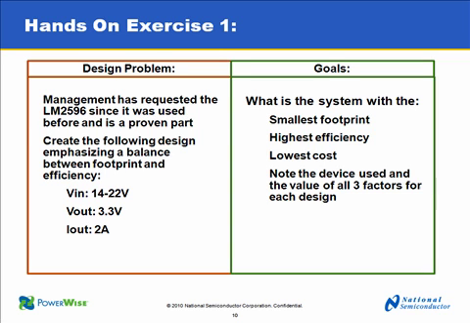Your input voltage is 14 to 22 volts, your output voltage is 3.3 volts, and your output current is 2 amps. And so what I'd like you to do is look at the system that has the smallest footprint, the highest efficiency, and the lowest cost. And you can do that by using the optimizer dial. And write down those values, okay?